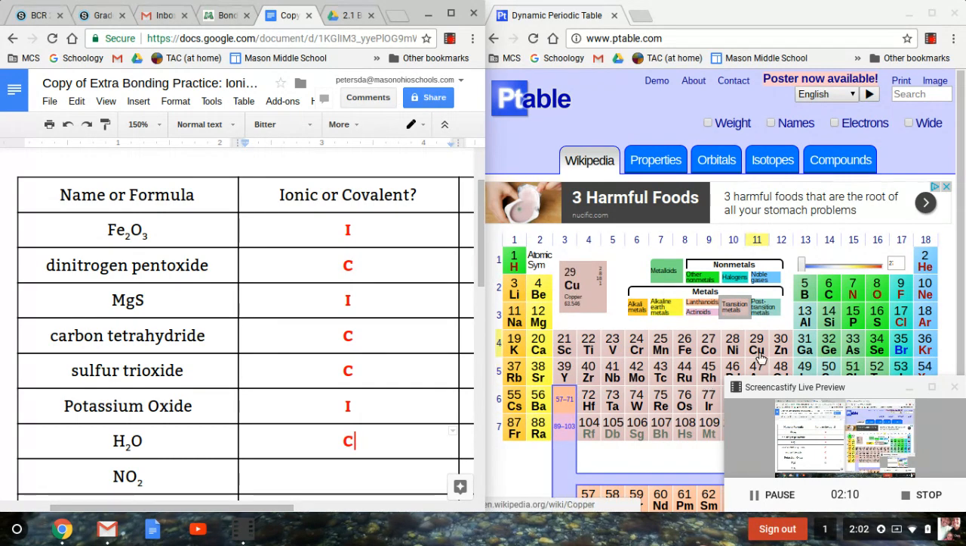And nitrogen oxide, we have a nonmetal in nitrogen, a nonmetal in oxygen, once again, covalent. So being able to not only identify through formulas, but also names will be important for your assessment on this objective.